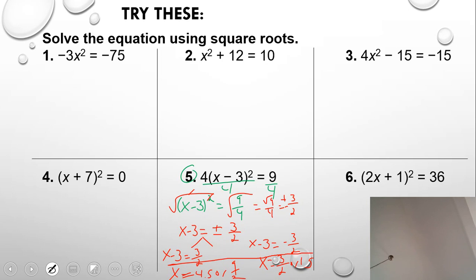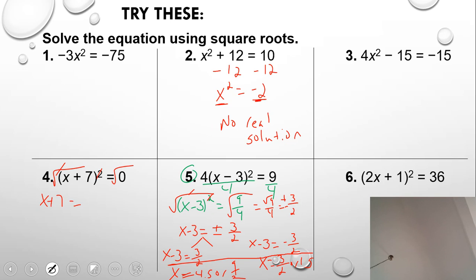Remember, step 1, isolate the absolute value. So again, here's one more to just do just for fun. Subtract the 12. X squared is equal to negative 2. The second you see a squared equal to a negative, no real solution. What about on this one? We'll do one more. Here, the square root and the square cancel. So now we've got x plus 7 equals, well, the square root of 0 can just be 0. So you're only going to have one answer here. Subtract the 7 and you get x equal to negative 7.